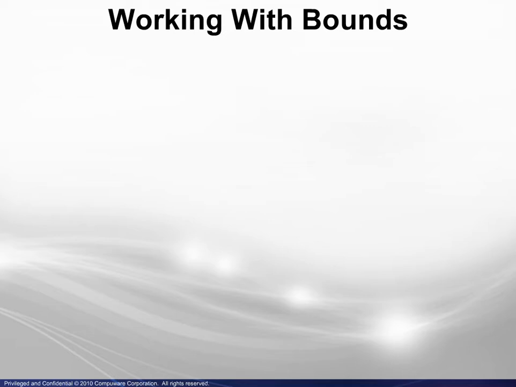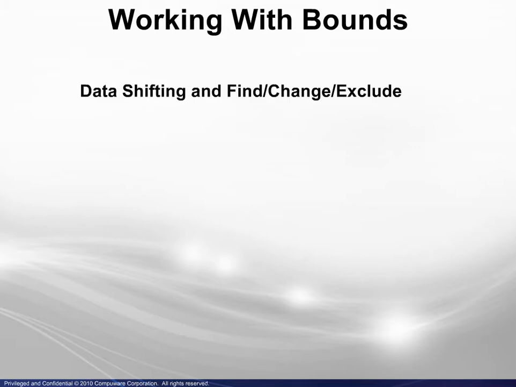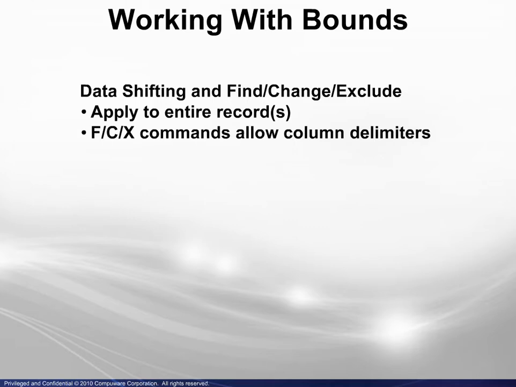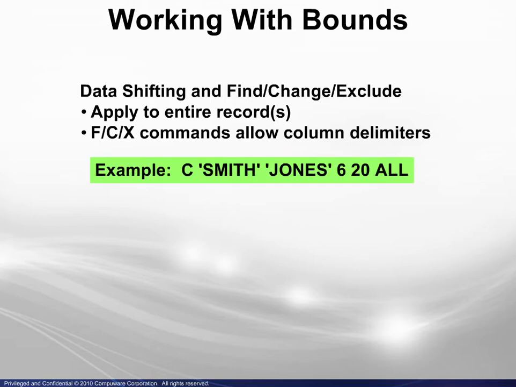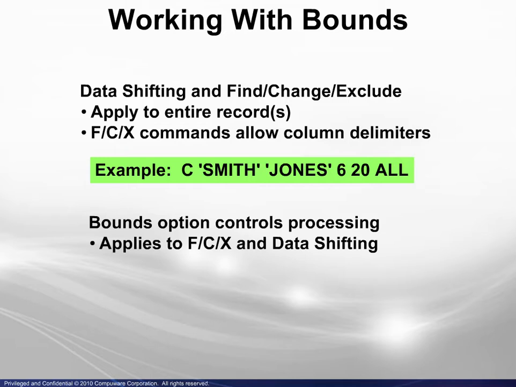Next, we will look at working with bounds. We have just seen the data shifting example. The Basics module looks at the find, change, and exclude commands. All of these commands apply to entire records, but the find, change, and exclude commands also allow column delimiters. For example, this command limits changes to columns 6 through 20. The bounds option controls processing. It applies to the find, change, and exclude commands and applies to data shifting as well.